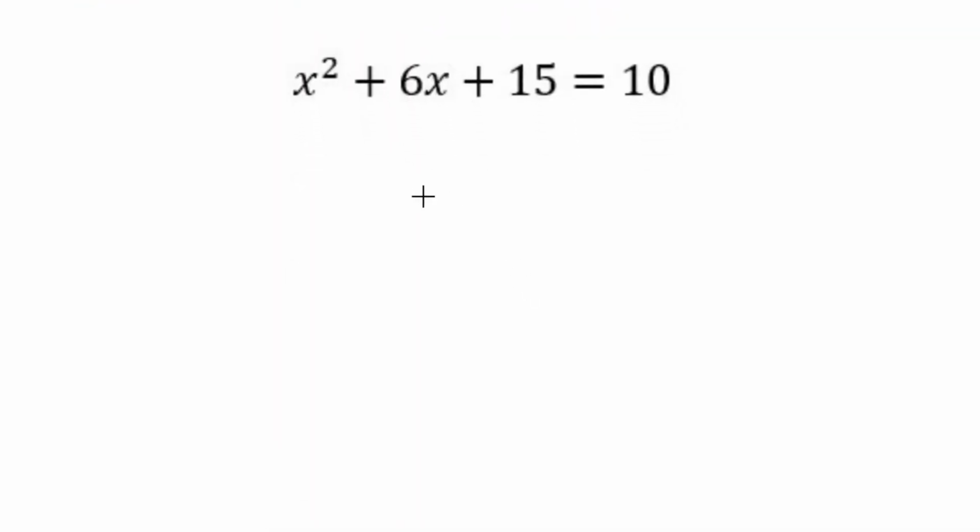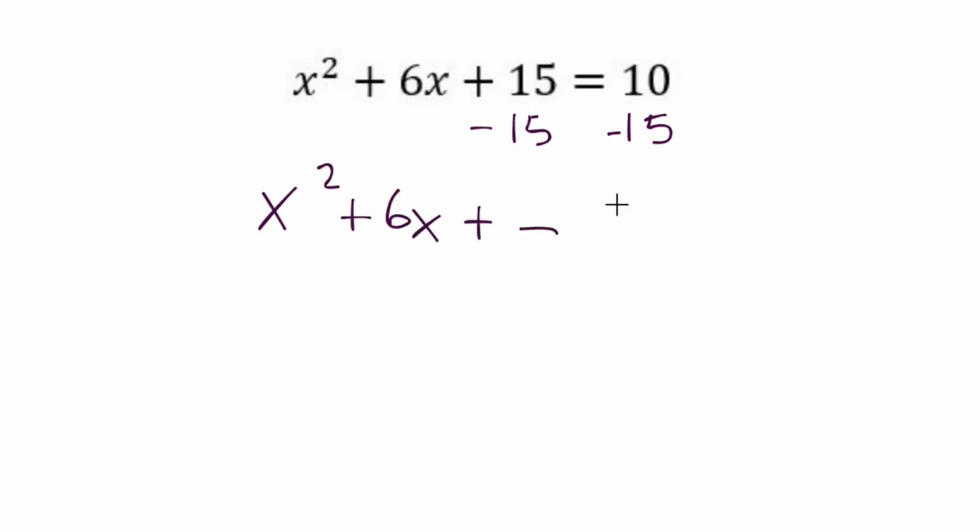Let's try another one. So similar idea. We want to get our quadratic and linear term by themselves. So basically we want to get rid of the c value. That's probably an easier way to say what I've been saying this whole time. So let's get rid of that c value. Subtract off 15, minus 15. And let's rewrite this. We get x squared plus 6x plus something we don't know yet equals minus 5.